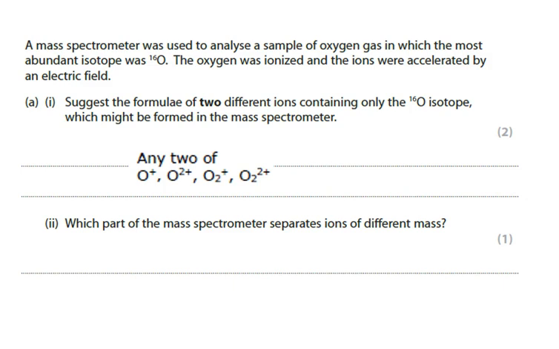Now, the other question says, which part of the mass spectrometer separates ions of different mass? Do you remember this? Where do we have the ions separating? Remember, it's in the magnetic field. When the ions pass through the magnet, we said that the lighter ions will be deflected more than the heavier ions. So this is where they're separated, in the magnet or the magnetic field.